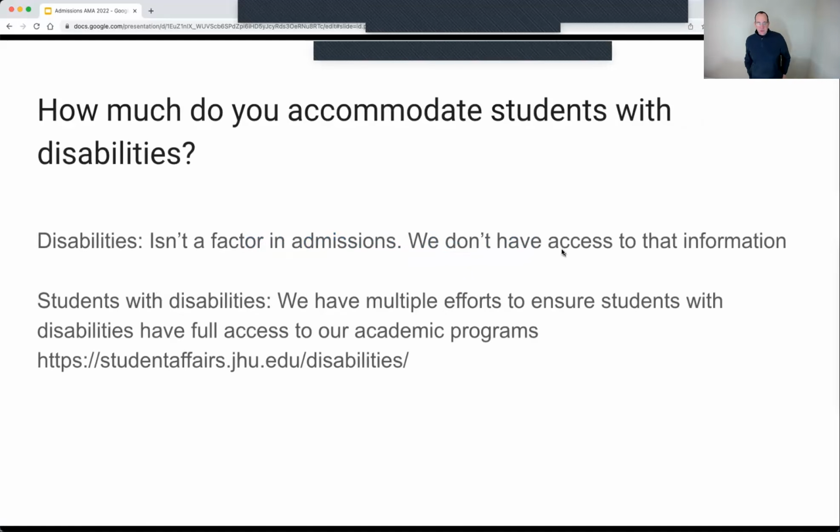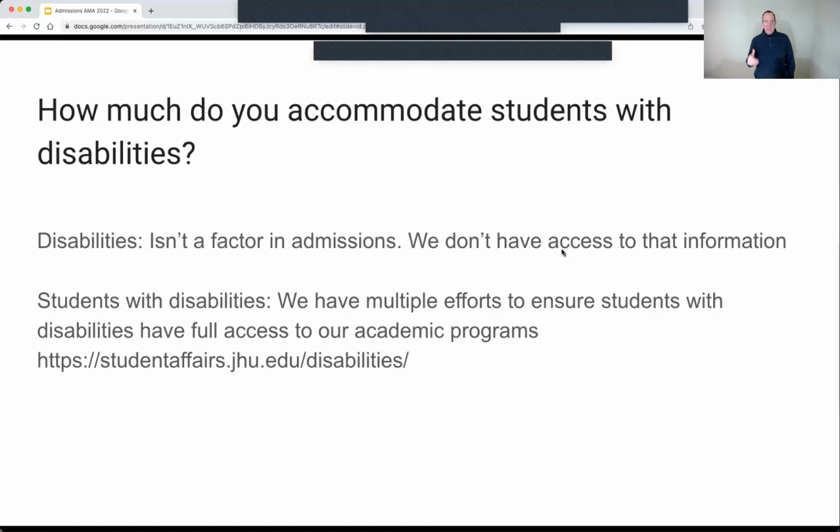I don't know if I understood this question correctly. If you wrote this and this is not what you meant, I apologize. How much do you accommodate students with disabilities? I'll say two things, and again, I wasn't sure exactly what the person was asking. Disabilities in terms of admissions isn't a factor, whether it's learning disabilities or physical disabilities. I don't think we even have access to that information unless you give it to us. It's frankly not a factor. If you've been wildly successful, then you've been wildly successful, and that's fantastic, right? And we want you in our program.